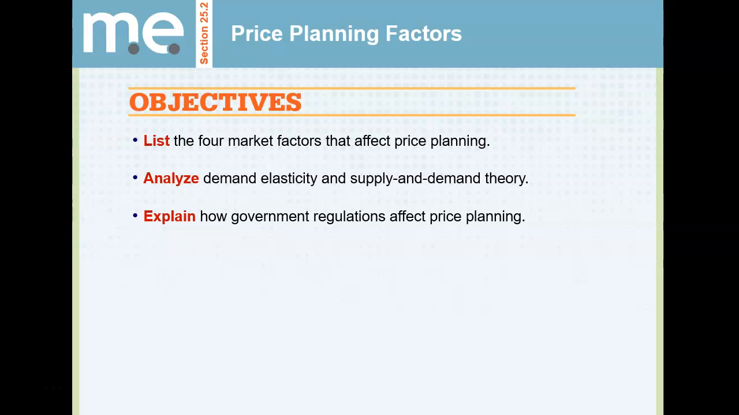This is the second section of chapter 25. We have 3 main objectives today. We're going to list the 4 factors that affect pricing, price planning, and then we're going to talk about demand and supply theory again. By the end of this, you guys should be really ready for econ if you're a junior next year. And if you're going through it already, then it'll be a little bit of a review. Then we're going to talk about government regulations and how they have affected price planning.